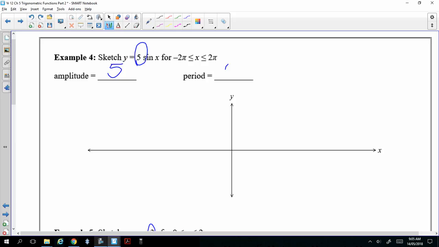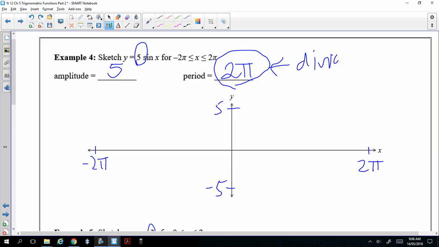And in this particular example, we're going to draw the graph from negative 2 pi to 2 pi. So what we do is, let's label the amplitude first, 5 and negative 5. Pretty easy. And then put 2 pi at the end, put negative 2 pi at the end. We're going to draw the graph from negative 2 pi to 2 pi. Alright, now because the period is 2 pi, we're going to divide into 4 parts.